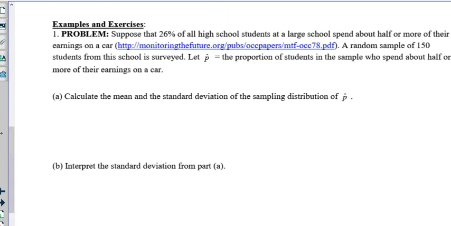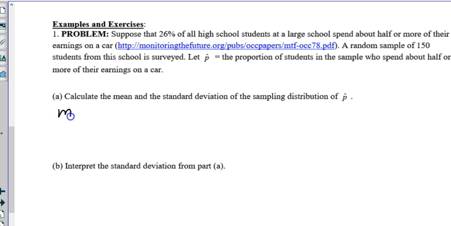All right, so suppose 26% of all high school students in a large school spend about half or more of their earnings on a car. A random sample of 150 students from the school is surveyed. Let P hat be the proportion of students in the sample who spend about half or more of their earnings on a car. So that's going to represent those kids who spend at least that amount. So calculate the mean and standard deviation.